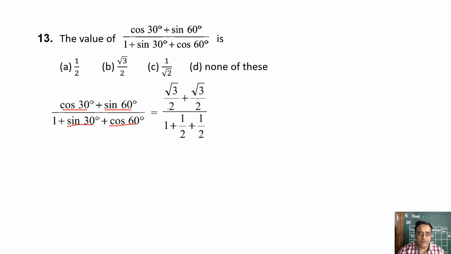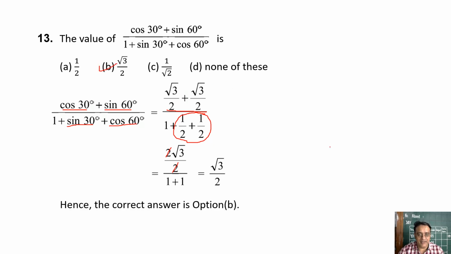Right. So √3/2 plus √3/2 will become 2 times √3/2. And what is half plus half? 1. So we'll get this step. Is this step clear to everyone? Yes, sir. Okay. Here you see this 2 is cancelling. So what are we going to get? √3/2. So which option is the correct one? Option B. Right.